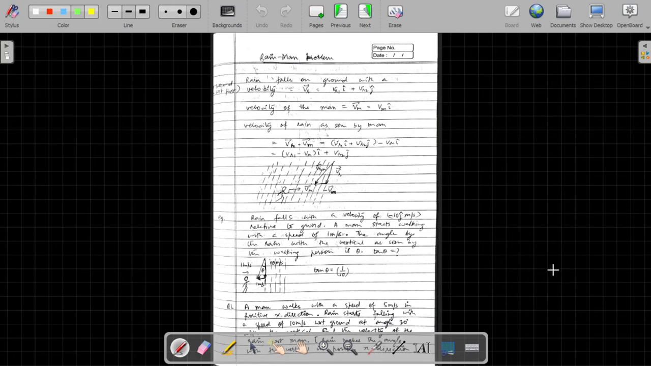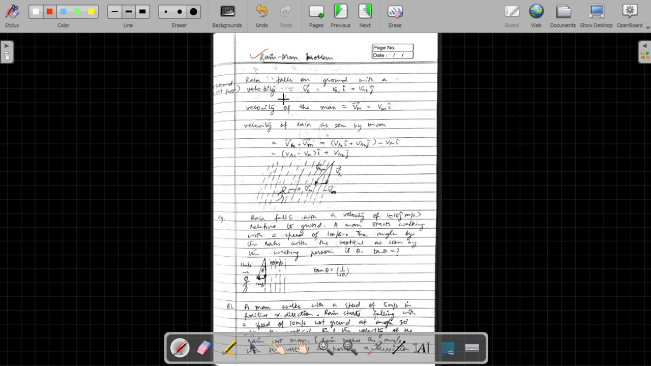This lecture is included in the chapter of kinematics. So let us start. In the Rainman problem, we'll be dealing with the concepts of relative velocity, and basically we'll be trying to learn how to apply the idea of relative velocity in two-dimensional cases.